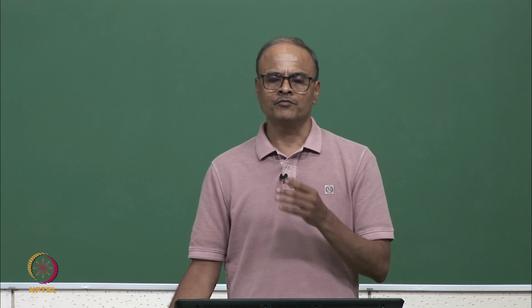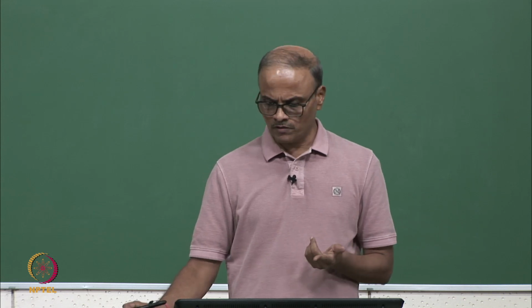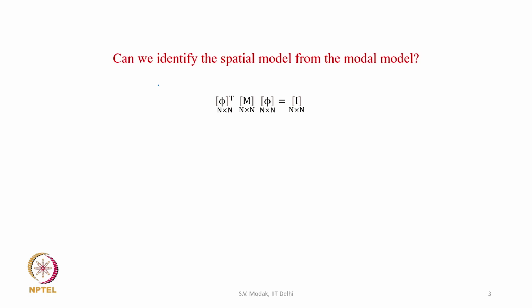So, we have the relationships between them in the form of the orthogonality relationships. What are orthogonality relationships? We have seen earlier that the orthogonality relationship with respect to the mass matrix is given by phi transpose m phi is equal to the unity matrix. Here phi is the matrix of mass normalized eigenvectors. Similarly, with the stiffness matrix we have phi transpose k phi is equal to the diagonal matrix of eigenvalues lambda r.